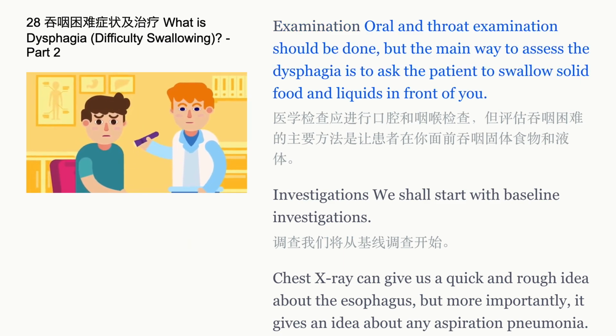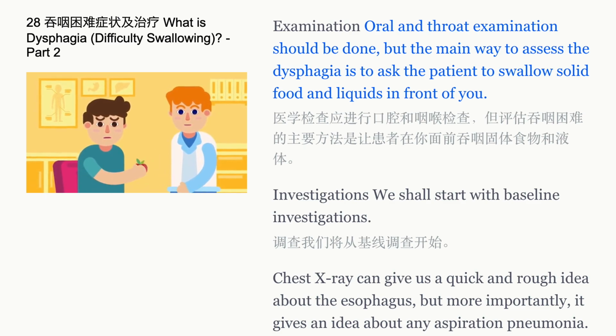Examination. Oral and throat examination should be done, but the main way to assess dysphagia is to ask the patient to swallow solid food and liquids in front of you.